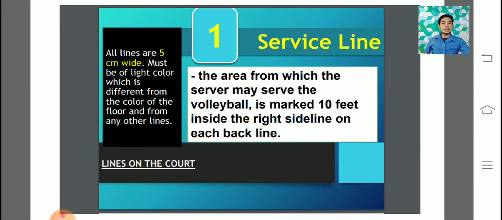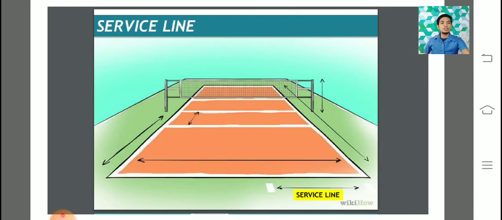Now, the service line. The area from which the server may serve the volleyball is marked 10 feet inside the right sideline on its backline. So, saan daw makikita? Sa may backline. Ito nga. Saan na yung service line? Okay, so this is the service line. So, from here hanggang dyan, itong likod na to, yan yung tinatawag na service area or service line. So, dito yan, ito yung service line. Sa kabila doon, yung service line.